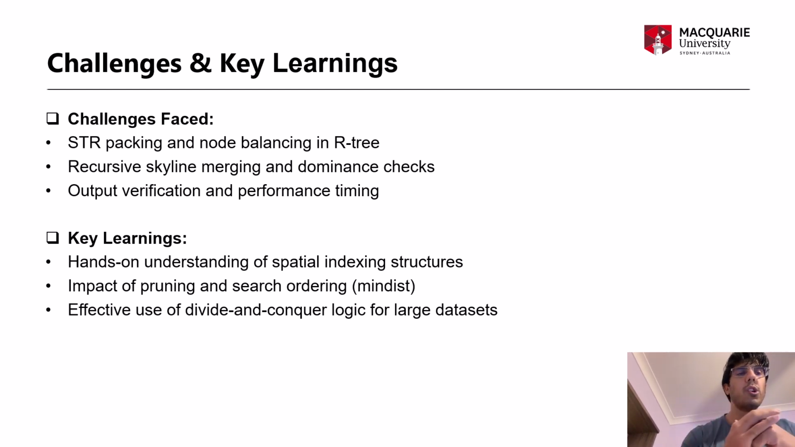Now we'll talk about key learnings. The R-tree significantly boosts query speed by pruning unnecessary paths. Divide and conquer scales well for large datasets. Skyline performance improves with clustered MBRs. If we had more time, we would explore bulk loading techniques or multi-level indexing to enhance tree construction and query speed further.